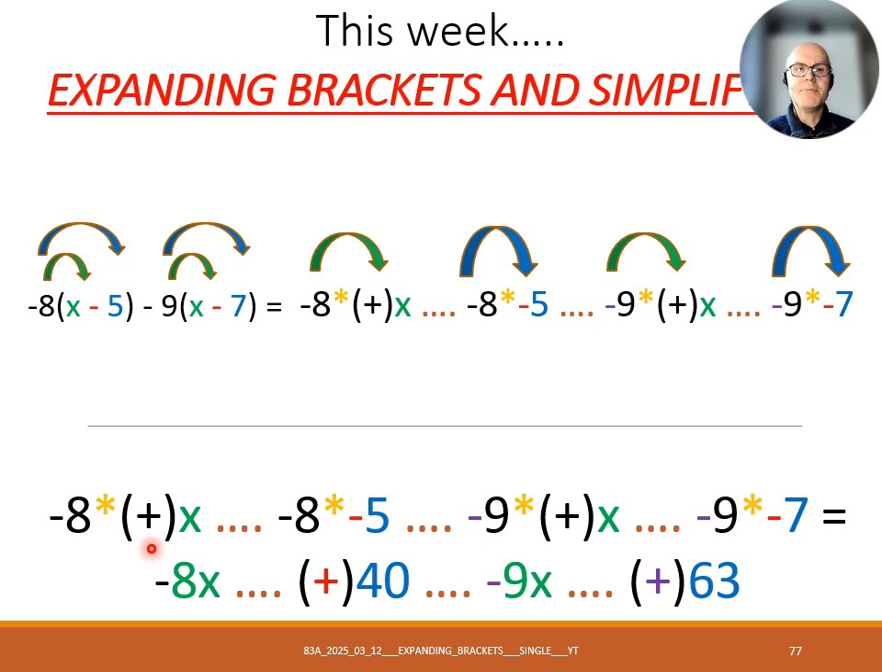Negative 8 times positive x equals negative 8x. Negative times a positive equals a negative. Negative 8 times negative 5. Negative times a negative equals a positive. Positive 40. Negative 9 times positive x. Negative times a positive equals a negative. Equals negative 9x. Negative 9 times positive 7. Negative times a negative equals a positive. Positive 63.